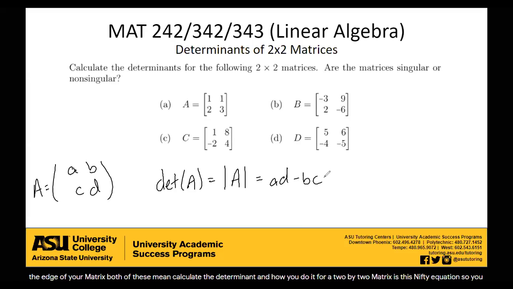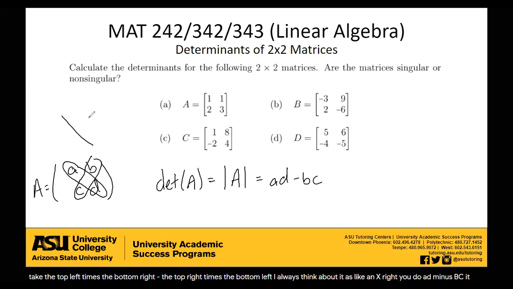So you take the top left times the bottom right minus the top right times the bottom left. I always think about it as like an X, right? You do AD minus BC. It makes a little X: AD minus BC. Know this in the core of your being. This is an incredibly important formula for calculating the determinant, okay? Because all the higher order ones, like a 3x3 matrix and a 4x4 matrix, there's a bunch of fancy stuff you have to do, but it always distills down to calculating a 2x2 matrix somehow, okay? So the determinant is AD minus BC.